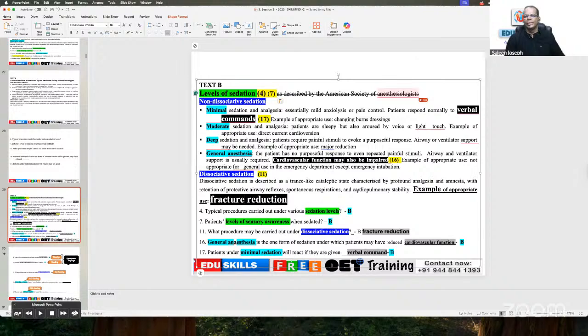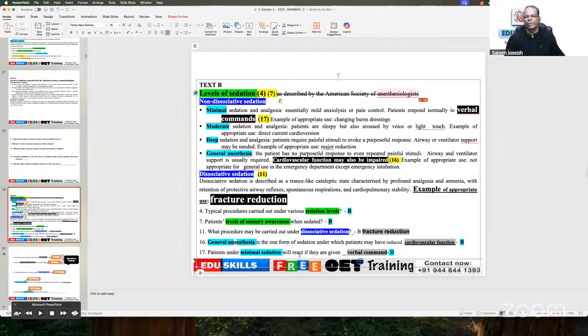Then you have cardiovascular function may also be impaired. Here it says this is the one form of sedation under which patients may have reduced cardiovascular function, impaired and reduced. Synonyms, we'll come back to that later. Patients under minimal sedation will react if they are given a dash command. Minimal sedation and analgesia, essentially mild or mid. Patients respond normally to verbal commands.